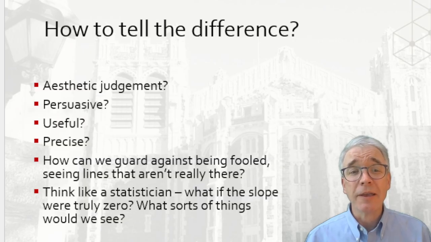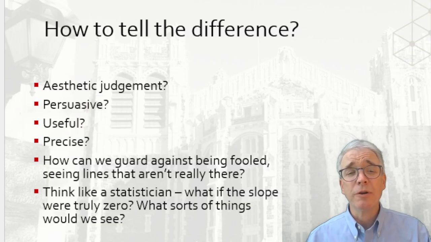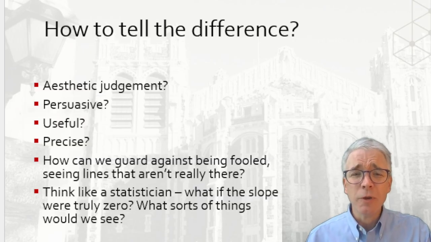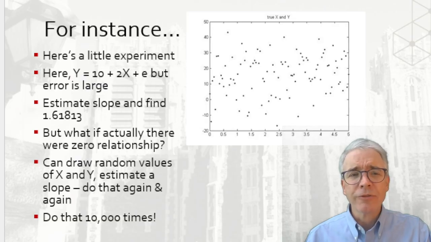That's what I've been calling thinking like a statistician. We ask, what if the slope were truly zero? What kind of things would I see in that case, versus what would be a surprise if there were no relationship? What would surprise me? Oh, I thought it was zero, but it's actually kind of weird for it all to line up like that. So let's go through a little experiment.